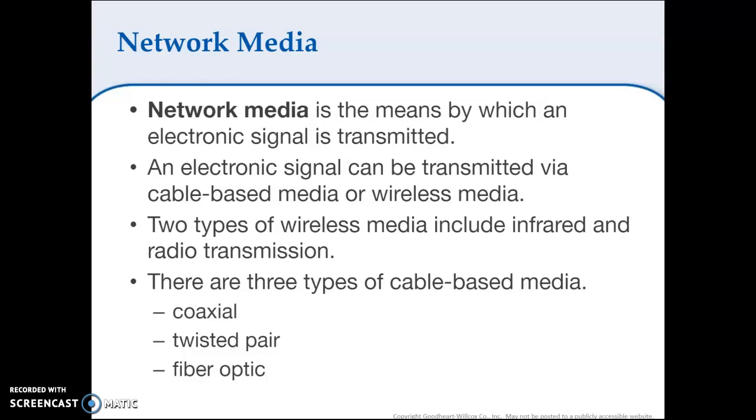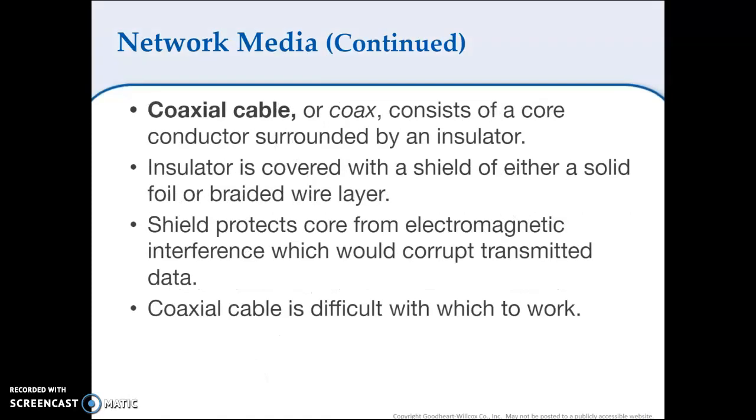Now, network media is the means by which an electronic signal is transmitted. Network media is normally transmitted using three different types of cables: coax, twisted pair, and fiber optic. If it is not wired data transmission, then it is wireless. So an electronic signal can be transmitted via cable-based media or wireless media. The two types of wireless media include infrared and radio transmission, and we'll talk about RFID and other radio transmission protocols to transmit data back and forth wirelessly.